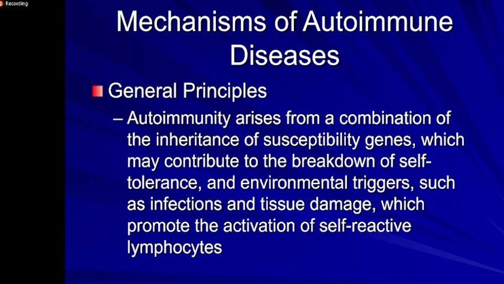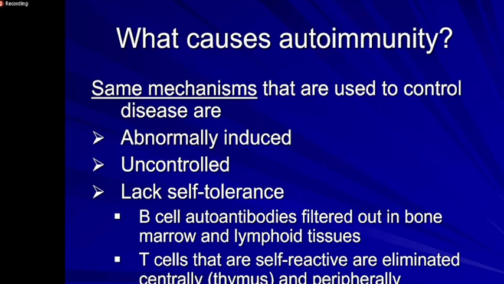Now, because we have actually defined the mechanisms which are used to evoke an autoimmune disease, and because it's going to be a combination of factors based on the genes, which are going to contribute towards the breakdown of self-tolerance, the environmental triggers, which will include infections, tissue damage. Now, we can ask ourselves, just to remind you, what then causes the autoimmunity?